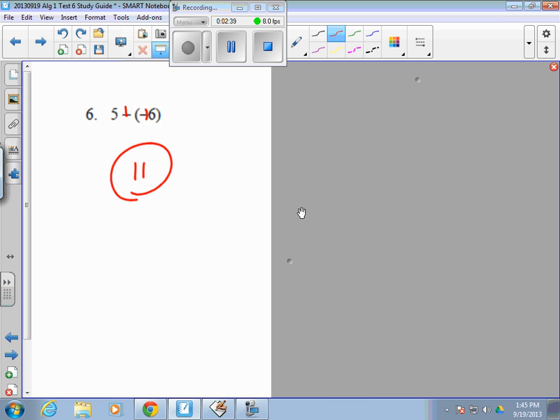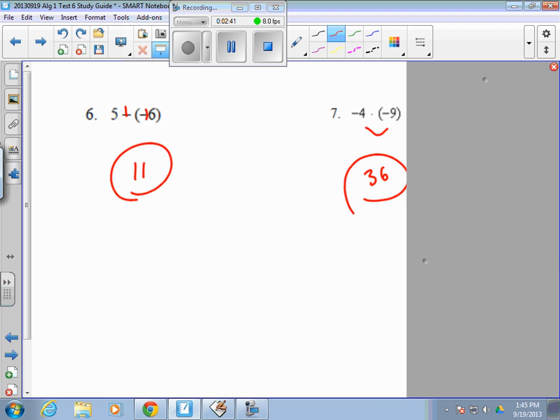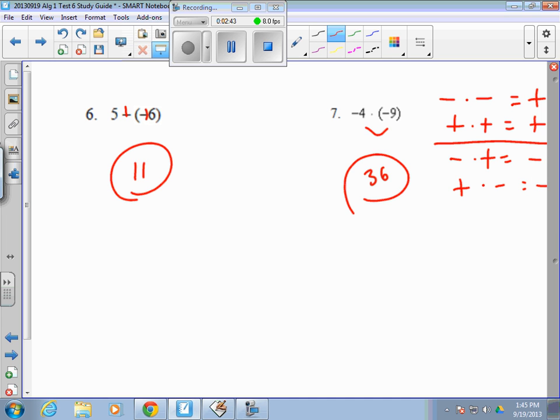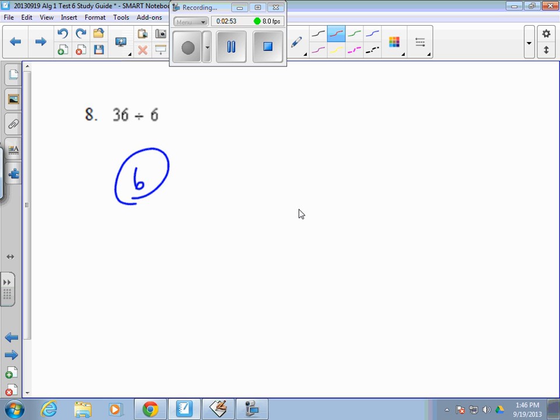5 minus the negative 6. We know minus the negative means plus a positive. So it's 5 plus 6 is 11. Negative times a negative is a positive. Anytime they're the same sign, they're positive. Opposite signs, they're negative. 9 times 4 is 36. 36 divided by 6 is 6.